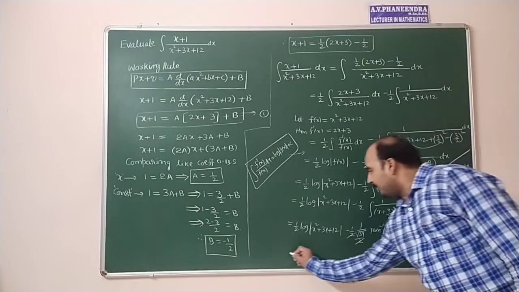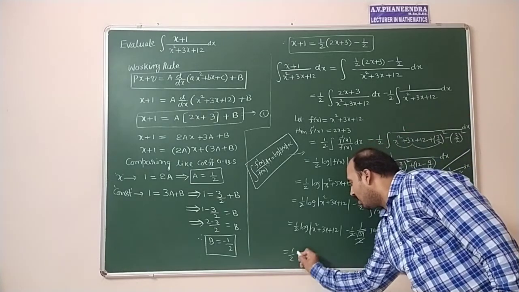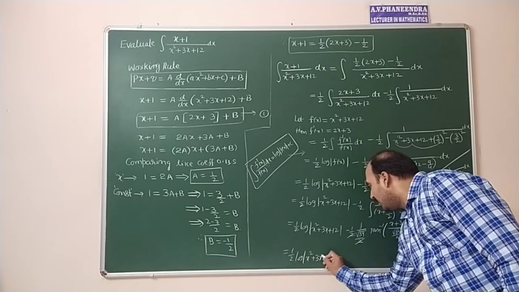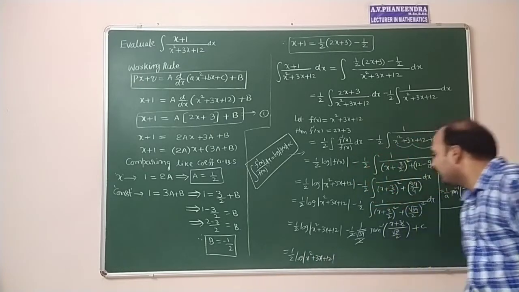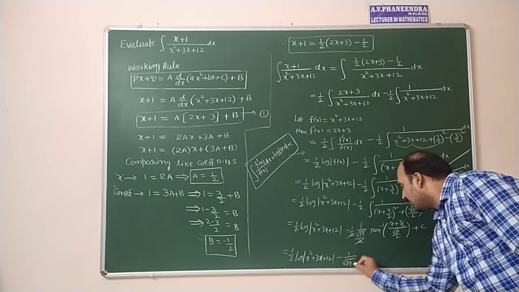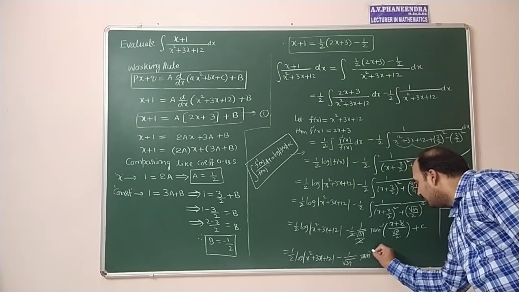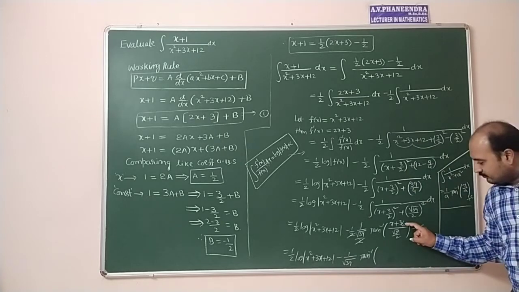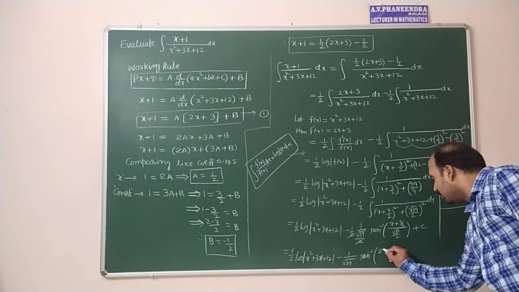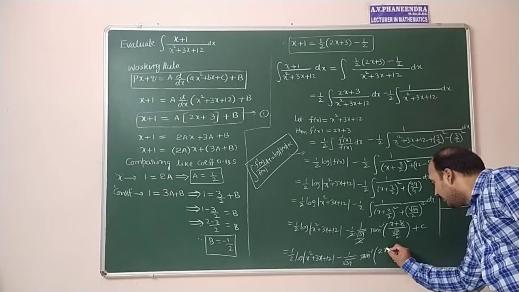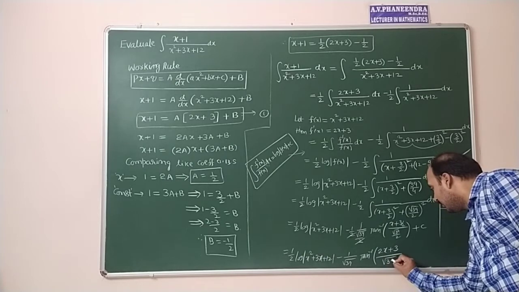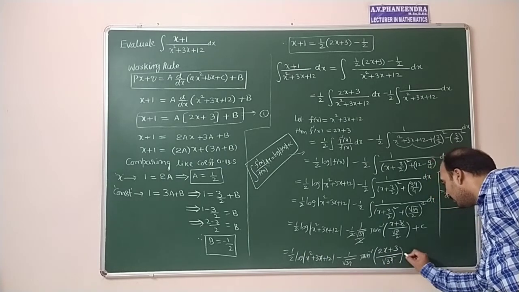In the last step, half into log mod x square plus 3x plus 12 minus 1 by root 39 tan inverse of, here take LCM, 2x plus 3, here 2 gets cancelled, 2x plus 3 divided by root 39 plus c.